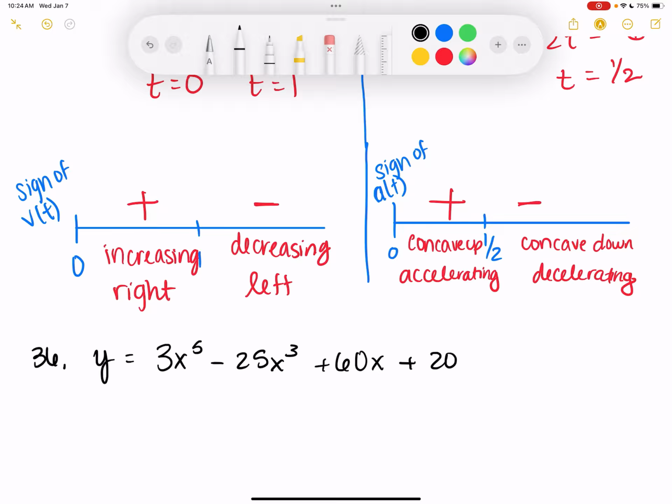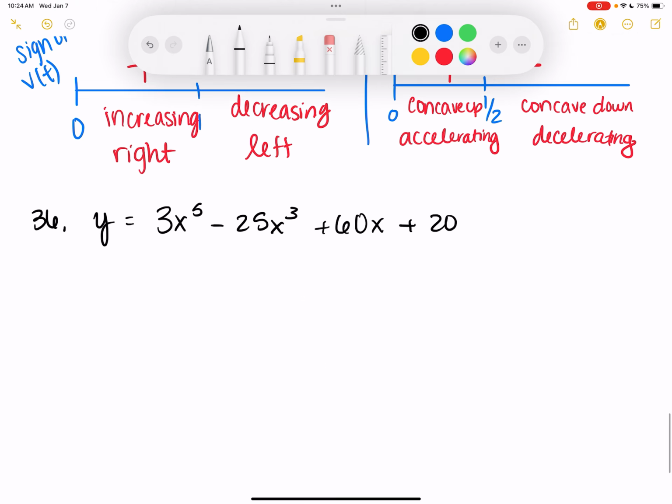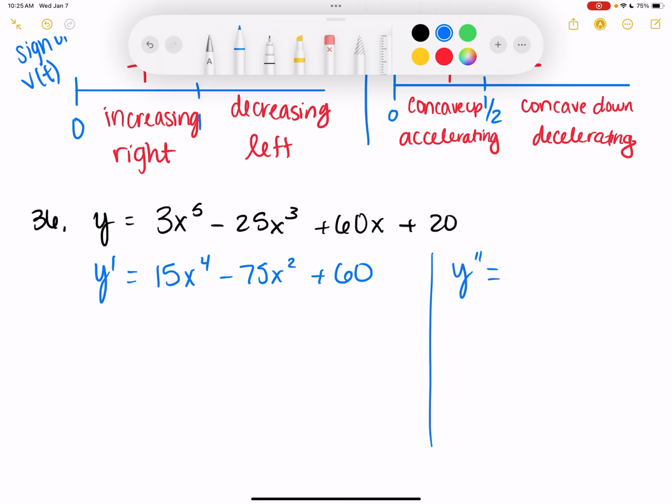All right, so I'm going to go ahead and find my first and second derivative. So the first derivative is going to be 15x to the 4th minus 75x squared plus 60. And then I'm eventually going to be finding zeros, so I'm just going to do my second derivative over here like I did in the last problem. So second derivative would be 60x cubed minus 150x.